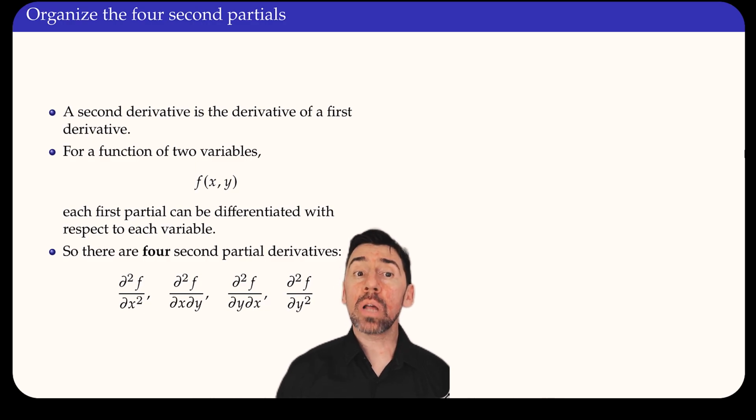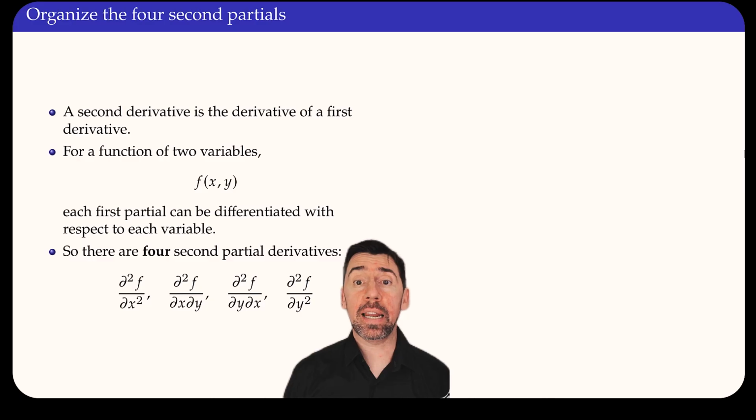Hello, let's talk about second partials in a function with several variables. Just like with single variable calculus, there is a second derivative for these types of functions. In fact, there's going to be multiple second derivatives. If we take a function with two variables, each partial derivative can be differentiated, and that means we will end up with 4 second partial derivatives.